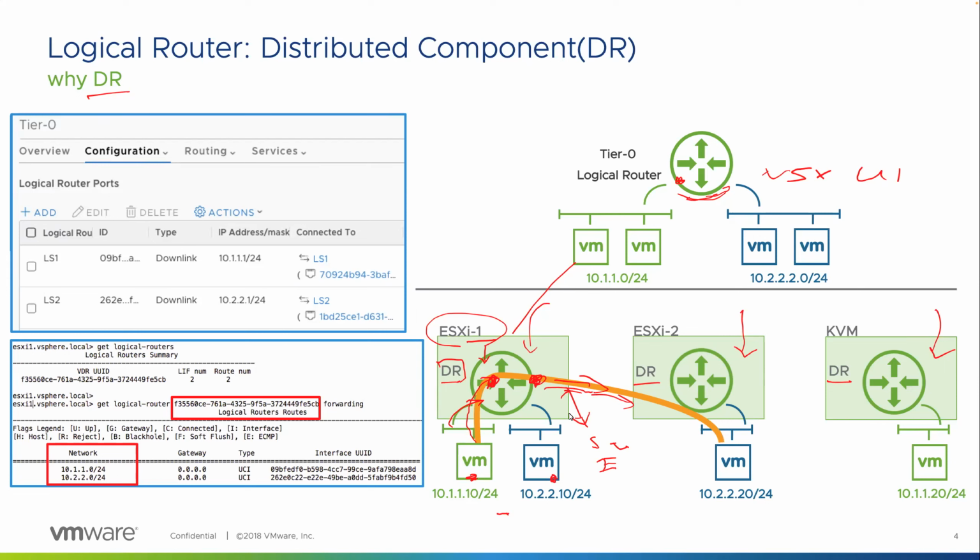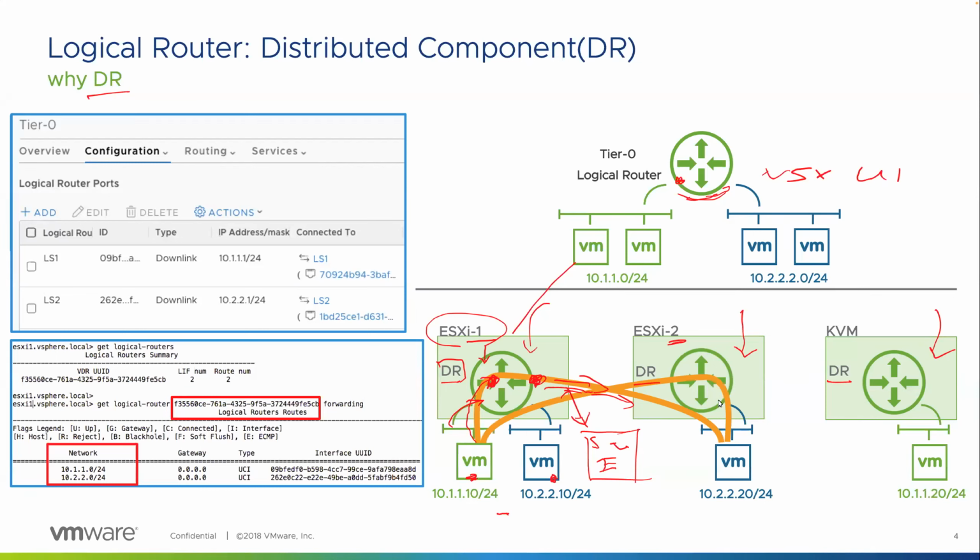So here we have to go beyond the local ESXi host to another host, ESXi2. We have to prepare the encapsulation, which is the Geneve tunnel, to get the whole traffic to the destination. That's the whole process.